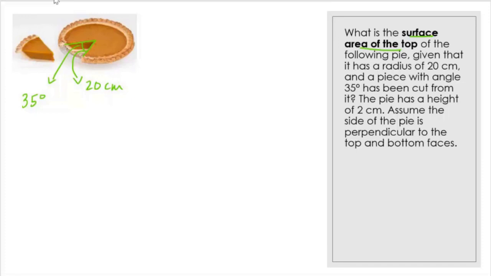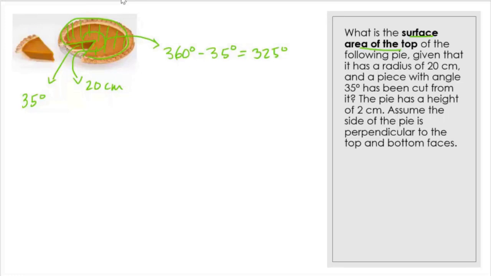So we're also told that the pie has a height of 2 centimeters, but for this particular question, we're only interested in the top surface area, so this piece in here. So one nice way to calculate a portion of a circle is to work with ratios. So we can think about how much is missing, but we can also, of course, think about how much is left. What is the angle left here? If I take 360 degrees and I've removed 35 degrees, we're left with 325 degrees of the original 360.